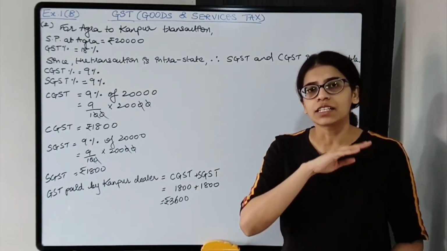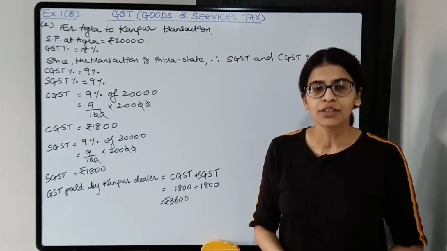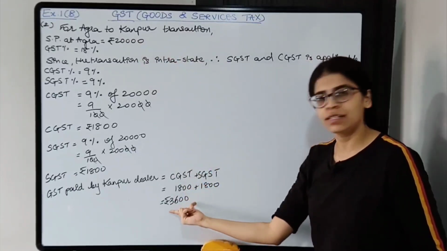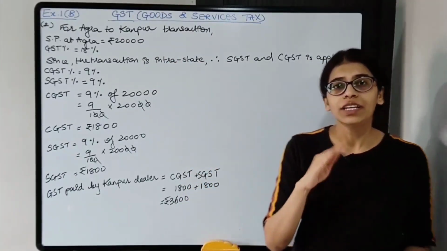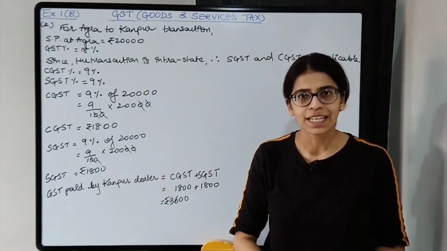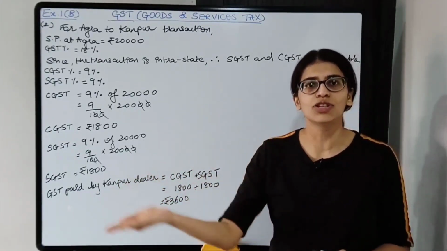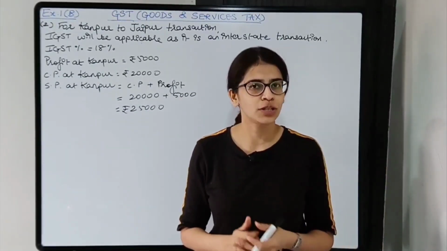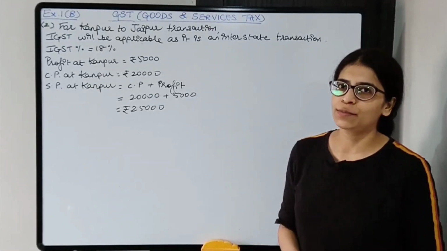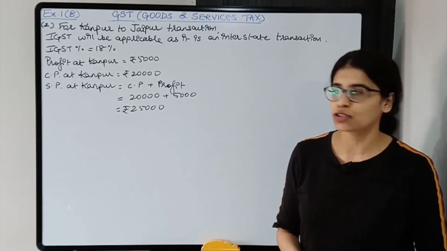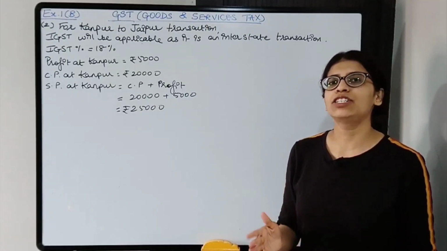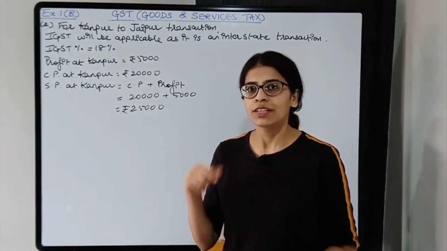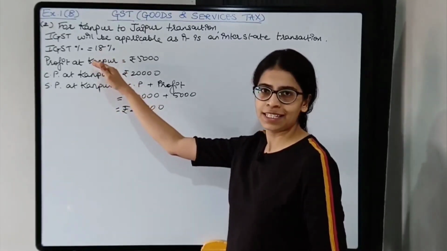Now we'll check the transaction of Kanpur to Jaipur. Okay, so Kanpur dealer is buying for 20,000 rupees plus this much GST. Okay, now he is going to keep a profit of 5,000 rupees and going to sell for 25,000 to Jaipur plus GST. Okay, now coming to Kanpur to Jaipur transaction. So IGST will be applicable over here because it is an interstate transaction, so you have to give a reason. Okay, IGST will be 18%. Okay, and profit at Kanpur is rupees 5,000, which is given in question.